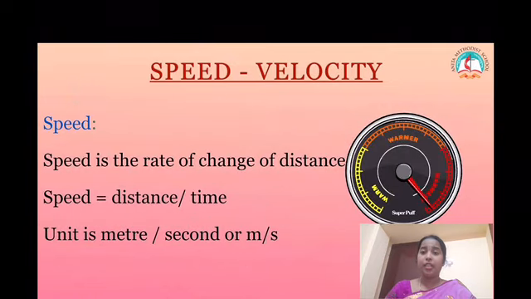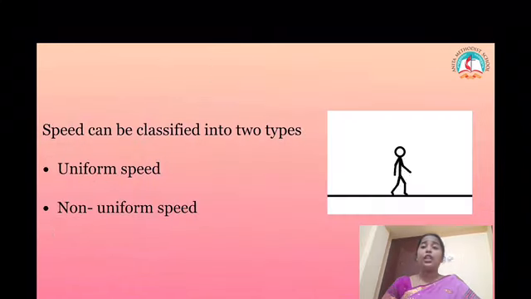So what is speed? You all know about speed. Speed means rate of change of distance. Change in the distance, we call it speed. So speed is equal to distance by time taken. Speed is equal to distance by time taken. So what is the unit of speed? It's meter per second. Speed can be classified into 2 types.